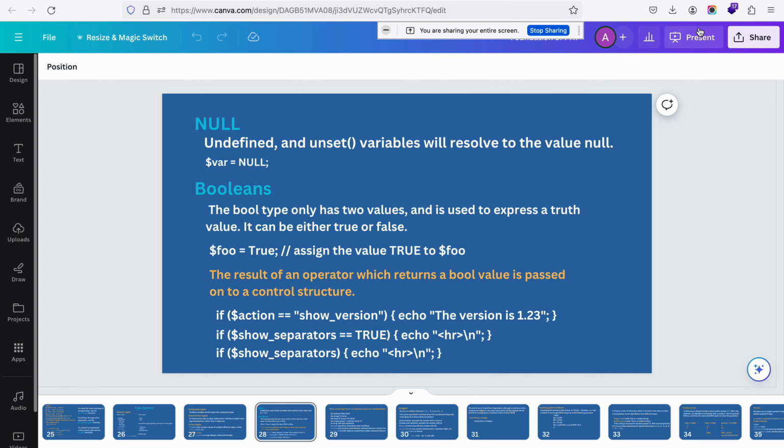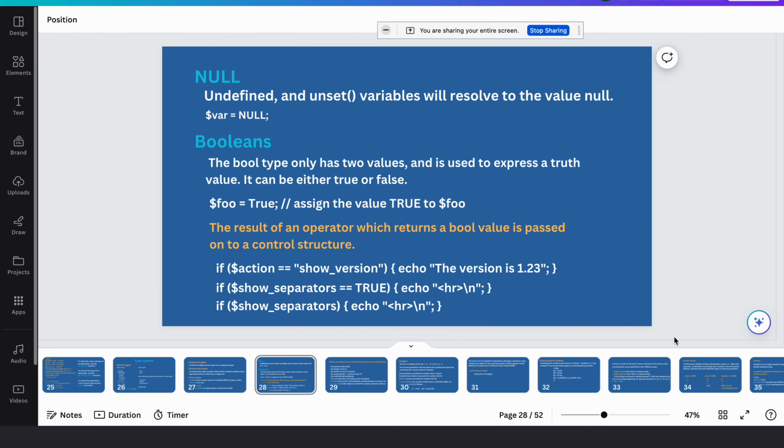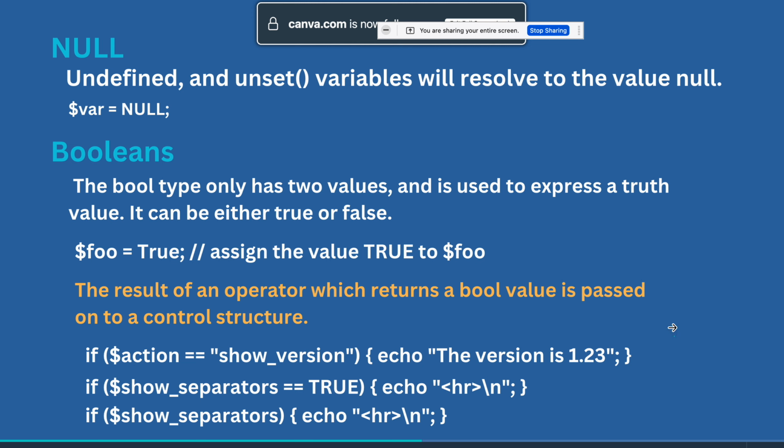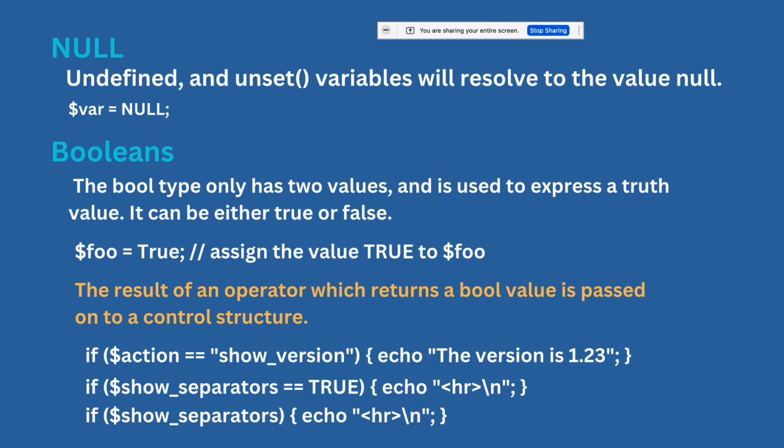So now we are going to see some built-in data types in PHP. The first one is null. What is the meaning of null? Can anyone tell me? Empty or zero. Zero is not null. Zero is a value. So empty, no specific value.